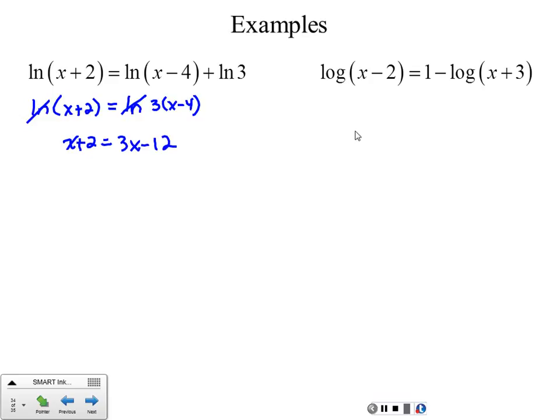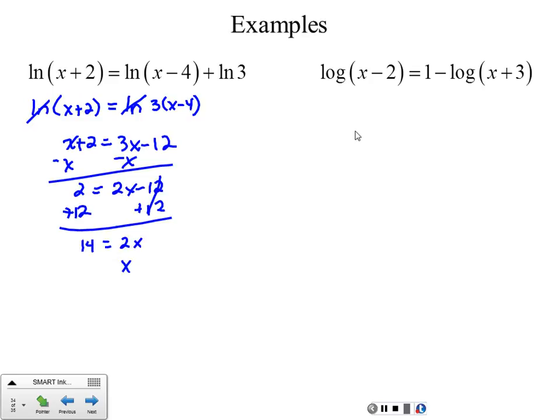So look for that. If you have the log or the natural log in every single term, drop them. You don't need them. All right, so let's minus x from both sides. Add 12 to both sides. And so you get x is equal to what? Yep. Very good. And is 7 doable? Yeah. Absolutely.